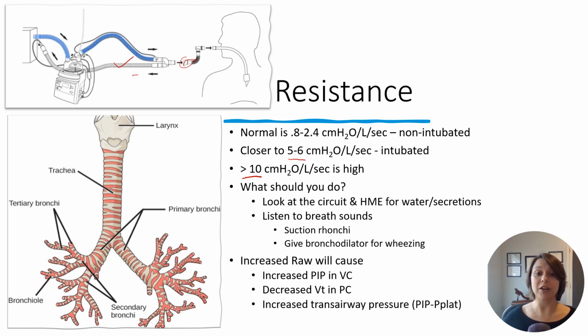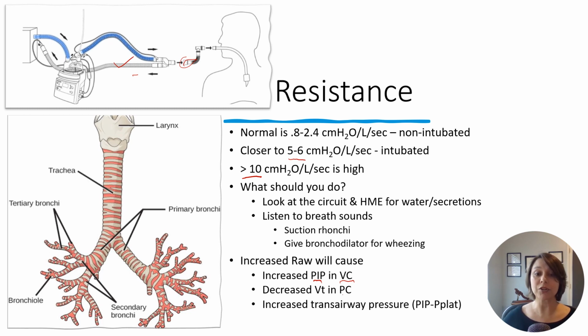It's also important to understand how Raw is going to affect values in pressure control or volume control. If I am in volume control, volume is set, but pressure is variable. That means that if the patient has an increase in Raw, it's going to be harder to get that volume into the patient's lungs. And so peak pressure is going to go up. So you're going to have an increase in peak pressure in volume control mode.